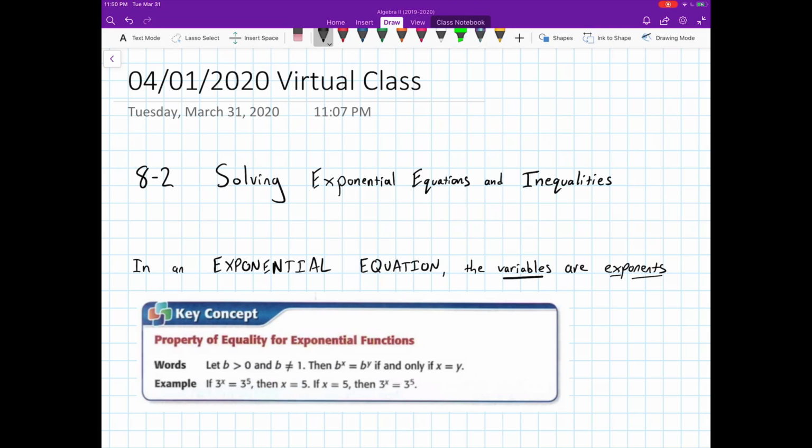It's on 8-2, which is solving exponential equations and inequalities. Pretty sure this is a review for those of you in my class, since we did already have one set of homework on this, but it has been a long time since before break, so just a review and some different homework. So in an exponential equation, the variables are exponents, as you can see.